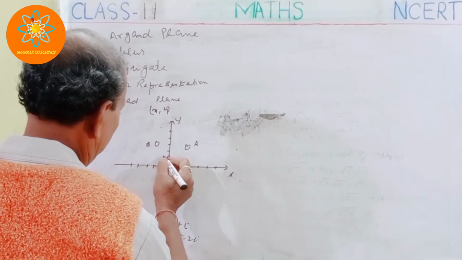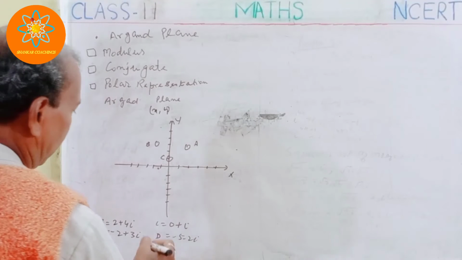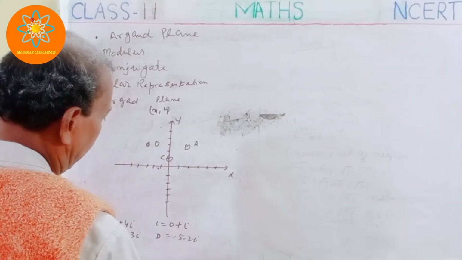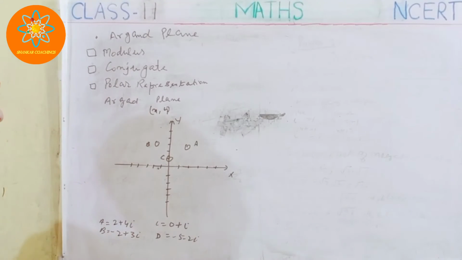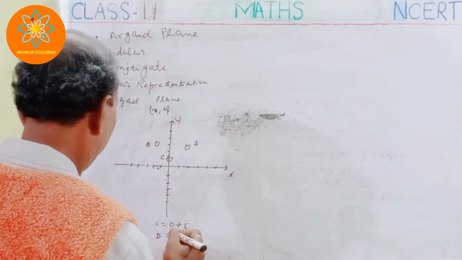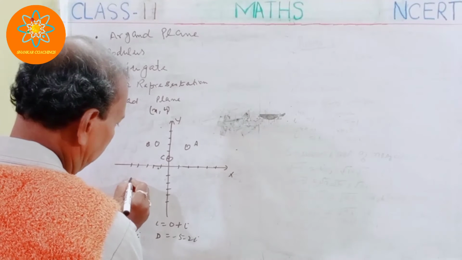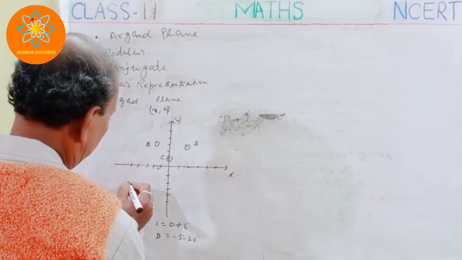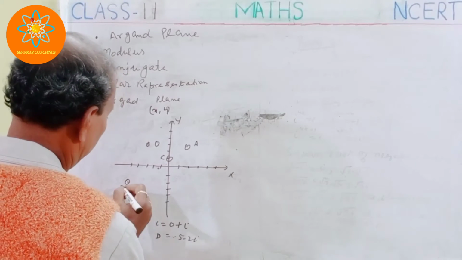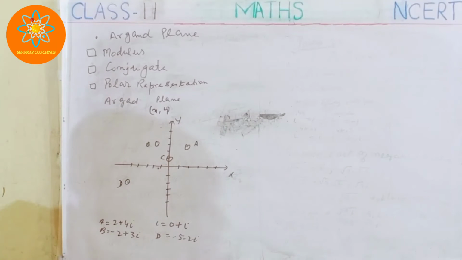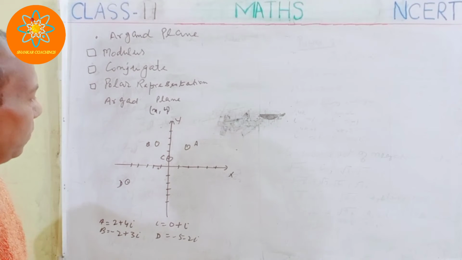This is point C. And the last point D is minus 5 and minus 2i, so that is in the third quadrant. Where would the minus 5 be? So this is 1, 2, 3, 4, 5. Minus 5 and minus 2i is somewhere here. This is point D. So this is the Argand plane.